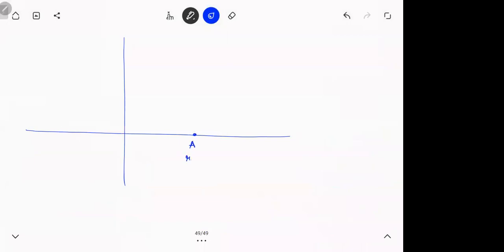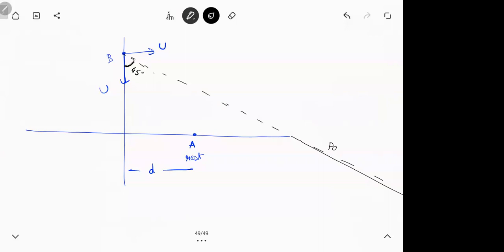A will think, okay, I came to rest. Great. And this distance is d. B will think, okay, now I have speed u this way also, and u this way also. So it will go at an angle like this. What is this angle? Tan theta is vertical by horizontal, so 45 degrees, isn't it? Agreed? Because both the components are equal. So that means B will go like this. This is the path of B as seen by A.